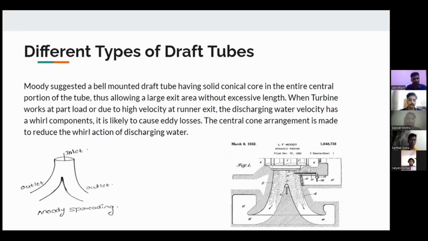It is suitable where water leaves the runner with a whirl velocity. This reduces eddy losses and also increases the life of the draft tube. The efficiency of the Moody spreading cone is around 85%. Next slide.